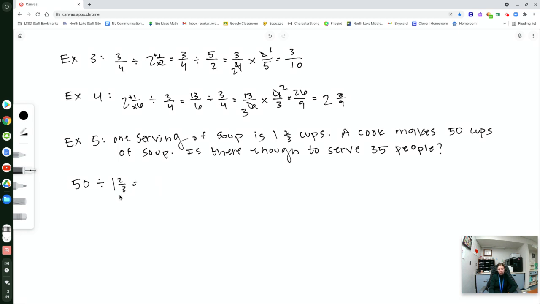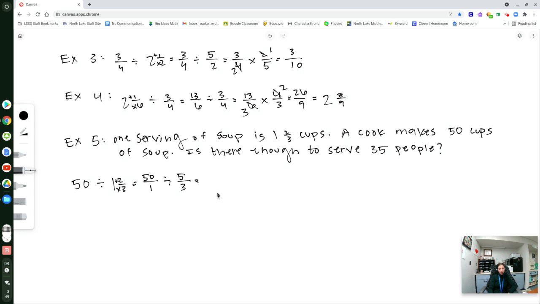So step 1 is to make our mixed numbers into improper fractions. In this one, we also have a whole number, so we need to remember that any whole number we can write as that whole number, in this case 50, over 1. All right, now we're changing 1 2/3 into an improper fraction. 1 times 3 is 3. 3 plus 2 is 5. And our denominator stays the same. We leave it as a 3.